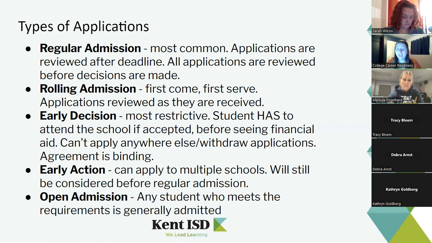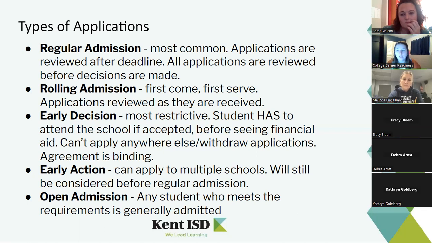Early action, they can apply to multiple schools, and it still will be considered before regular admission. So there still is a benefit to early action, but the thing with early decision and early action is they have much earlier deadlines. So usually November, maybe December. So they do kind of have to be on top of things and get their application materials in early. But again, early decision is very restrictive, should only apply to one. Early action, they can apply to multiple schools. They can compare financial aid packages before making a decision.